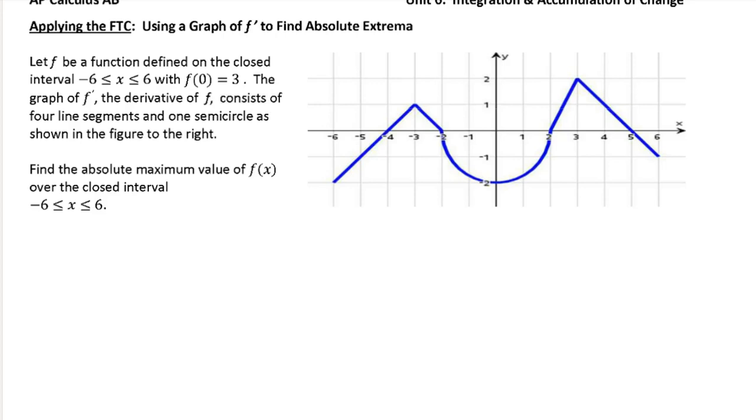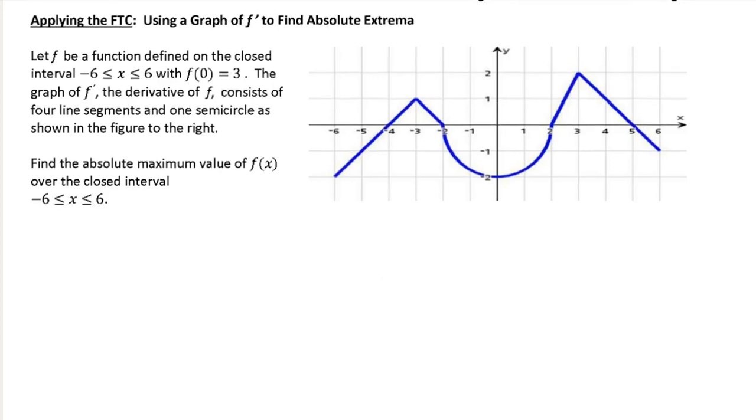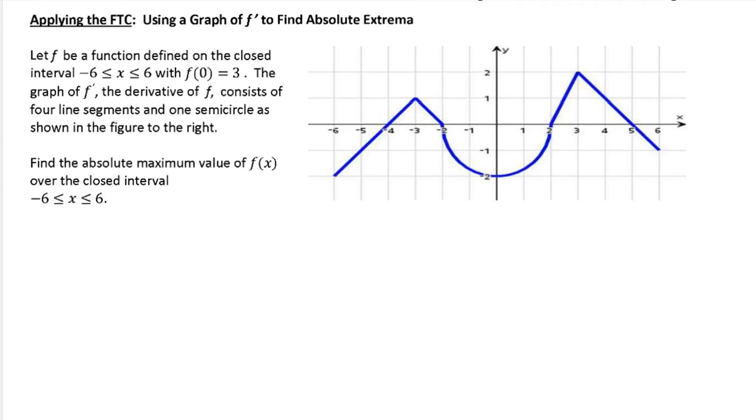Find the absolute maximum value of f of x over the closed interval -6 to 6. Okay, so again, thinking about just what do we know about absolute maxes and mins. First thing we want to do is identify critical points. All right, so we're going to start off with that. Identify critical points.